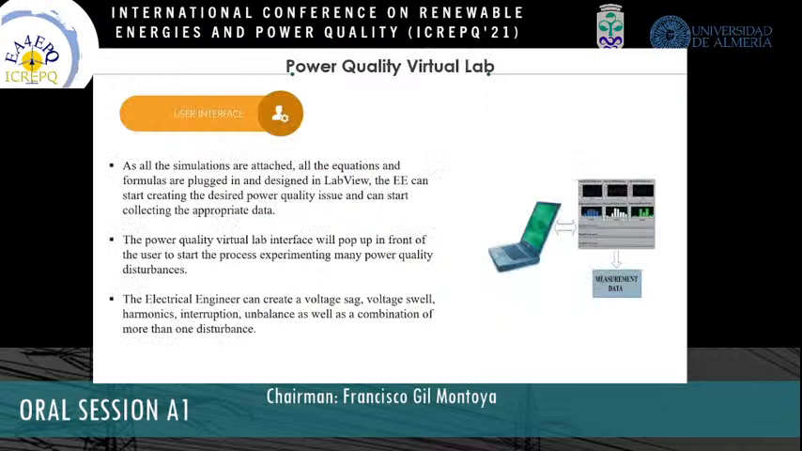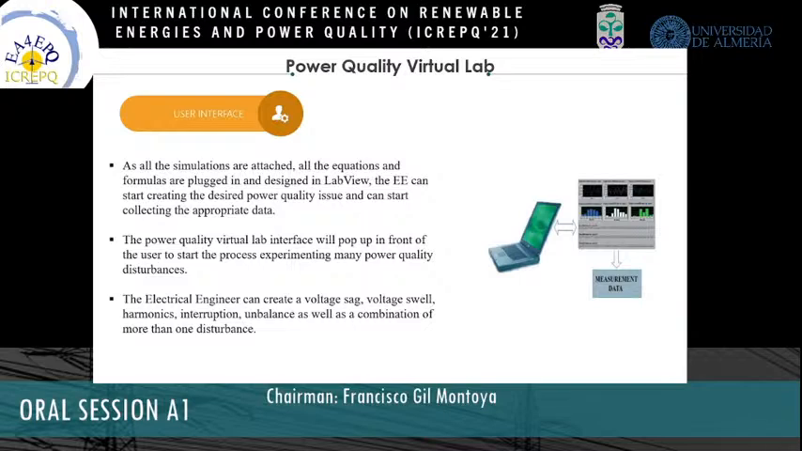The implementation of these steps in LabVIEW yields an interface, and the integration of all these individual components allows the formation of a virtual lab able to showcase the effects of the disturbances on the established power quality indices.